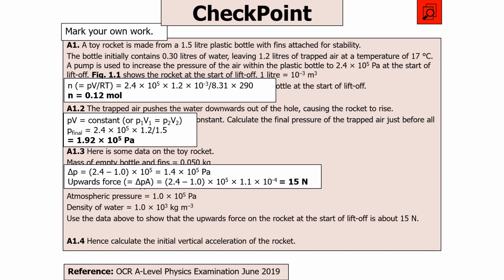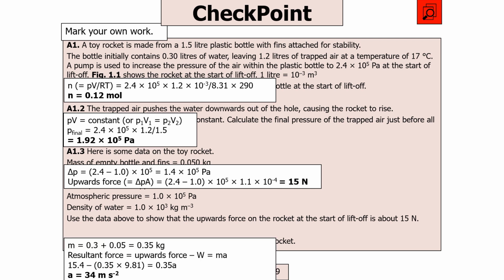And then finally, what's the initial vertical acceleration of the rocket? Well, the total mass of the rocket is 0.35 kilograms. F equals ma, where F is going to be the resultant force, which is the upwards force minus the weight downwards. So you can work it all through and you get a to be 34 meters per second squared.